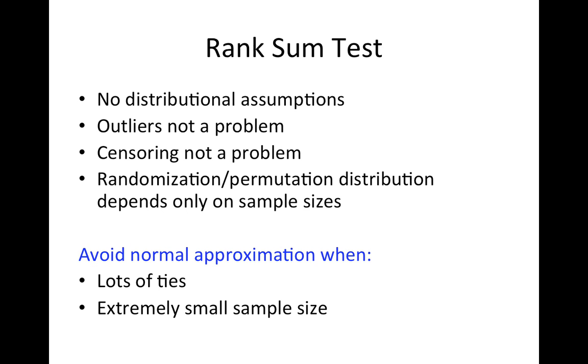But most of the time for the rank sum test, you can essentially do it by hand. You can calculate the sum of the ranks in the smaller group. You can figure out what the mean and variance of the normal curve should be, and then all you have to do is check that against a normal curve.